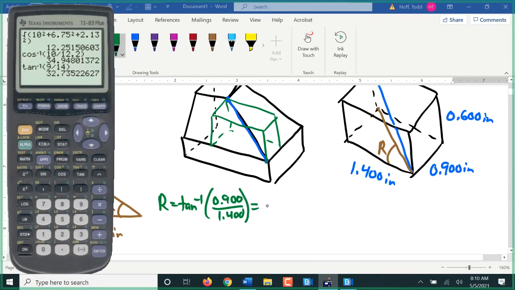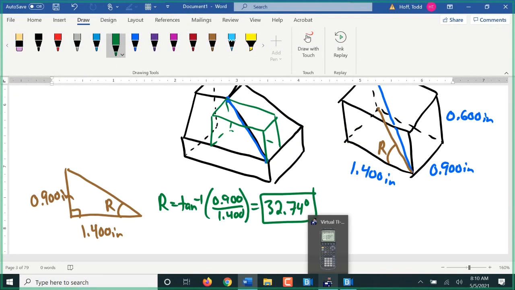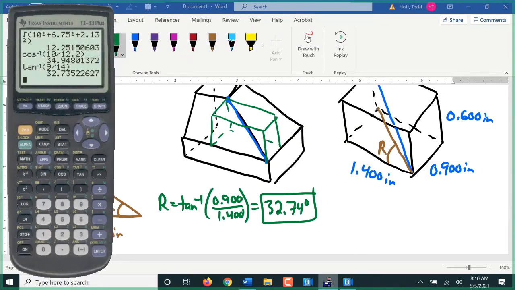It's 32.74 degrees. You'll even notice when I put that in the calculator, I didn't even put in 0.9 and 1.4. I put in 9 and 14. Not the length of the sides that matters, the ratio of the length. 9 to 14 is the same as 0.9 to 1.4.